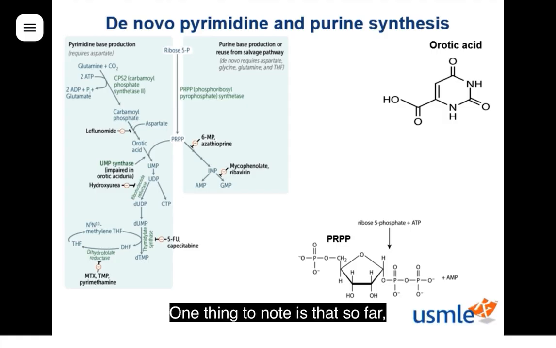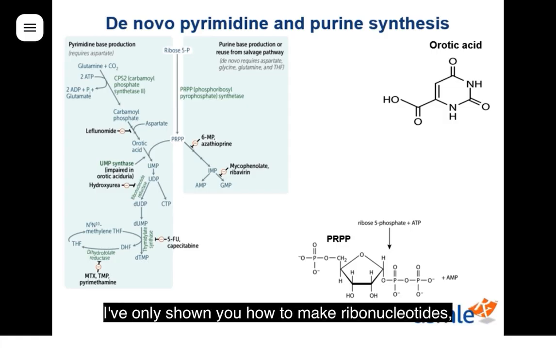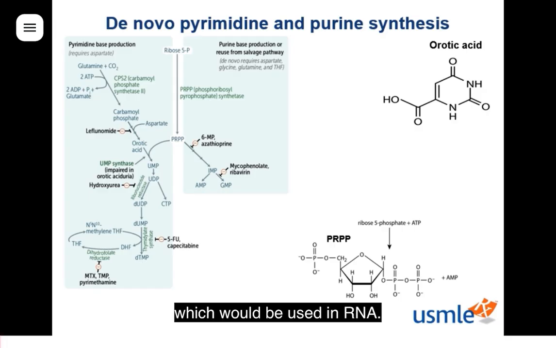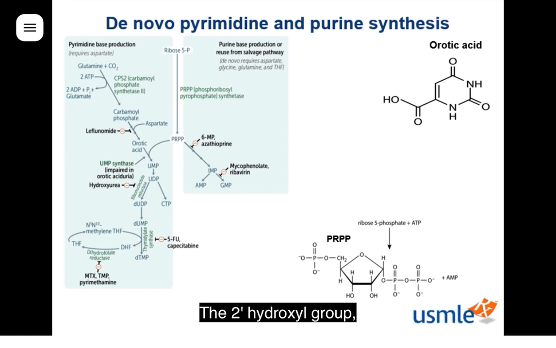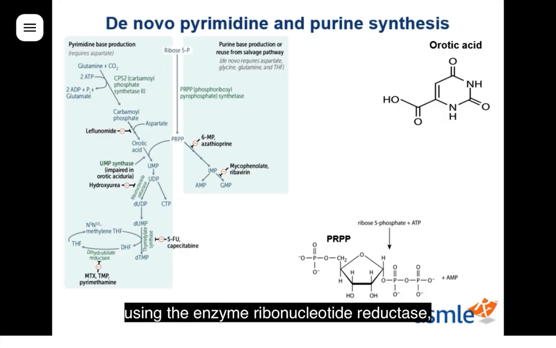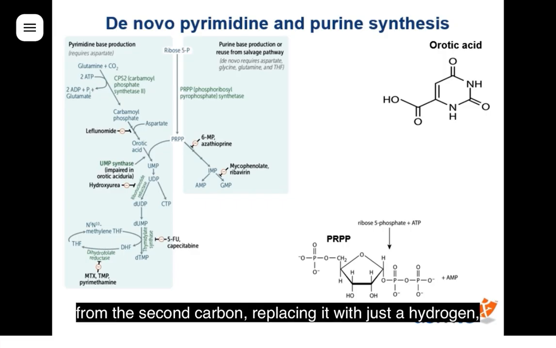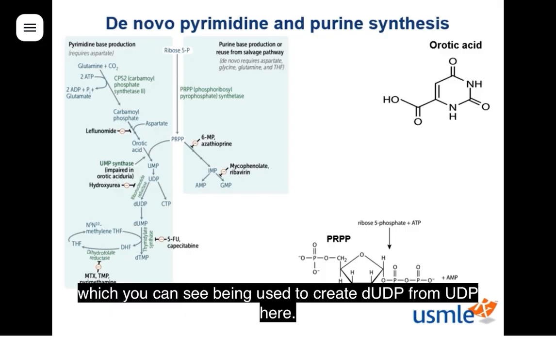One thing to note is that so far I've only shown you how to make ribonucleotides, which would be used in RNA. What's the only difference between a ribonucleotide and a deoxyribonucleotide? The 2' hydroxyl group, which is only present in ribonucleotides. Deoxyribonucleotides are created using the enzyme ribonucleotide reductase, which removes the hydroxyl group from the second carbon, replacing it with just a hydrogen, which you can see being used to create dUDP from UDP here.